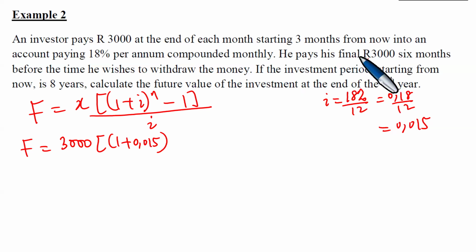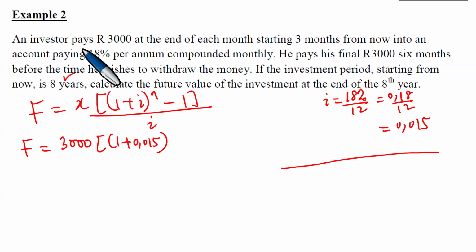He pays his final 3,000 rand 6 months before the time he wishes to withdraw the money. And this period we're dealing with is a period of exactly 8 years. Let us picture what is happening here, using a timeline, to make sense of exactly what is happening.